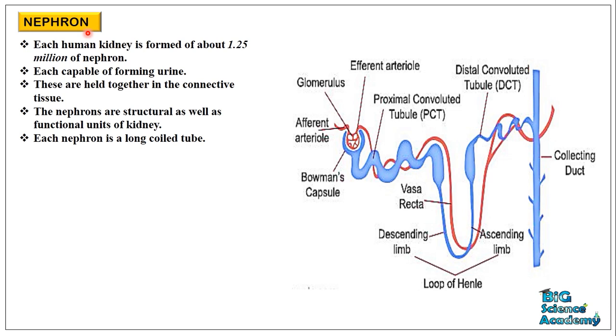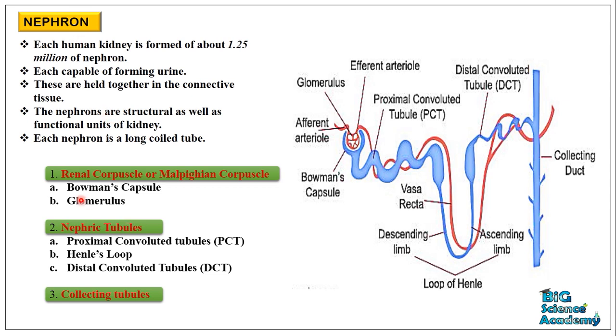Now we will discuss the nephron, and we all know that the nephron is the structural as well as functional unit of the kidney. Each human kidney is formed of about 1.25 million nephrons. But the kidney cannot regenerate new nephrons. Therefore, with renal injury, disease or normal aging, a gradual decrease in nephron number occurs. But this loss is not life-threatening because adaptive changes in the remaining nephrons allow the process to continue properly.